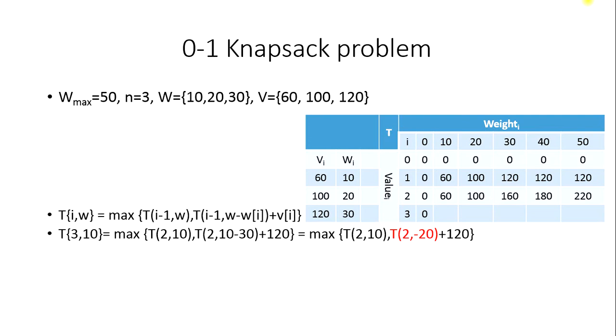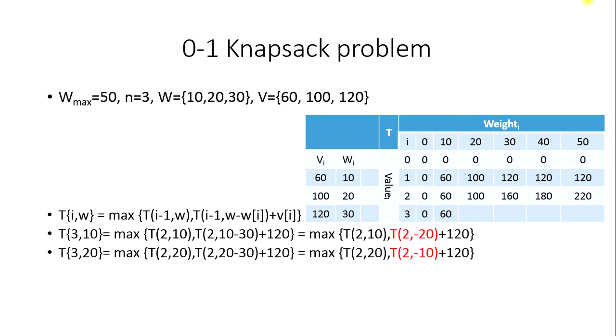So what we see over here is that, do we have a value minus 20 in the table? No, we don't. So this second argument is irrelevant. So we only have the choice to place the value that was there in the first argument at 3 comma 10, and we put 60 over there because 2 comma 10 is 60.